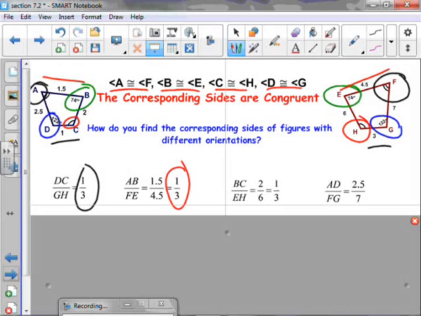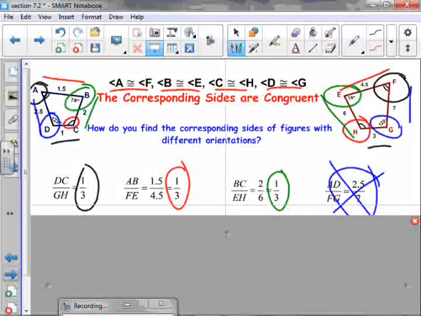And so far I'm looking pretty good. Next thing, BC over EH. 2 over 6 simplifies to 1/3. Great. Amazing. I'm tempted right now to say, hey, these two figures are definitely similar. But I can't say that they're similar until I keep checking all of the ratios. So the last one, AD divided by FG, 2.5 to 7 does not simplify to 1 over 3.